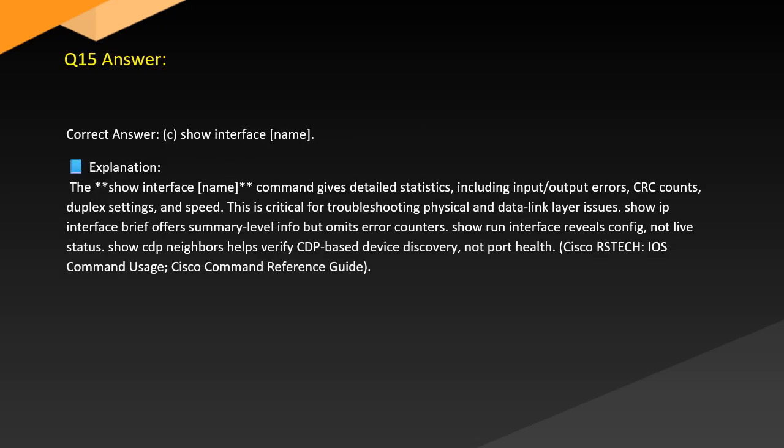Answer. Correct answer: C. Show interface name. Blue Book explanation: the show interface name command gives detailed statistics including input/output errors, CRC counts, duplex settings, and speed. This is critical for troubleshooting physical and data link layer issues.